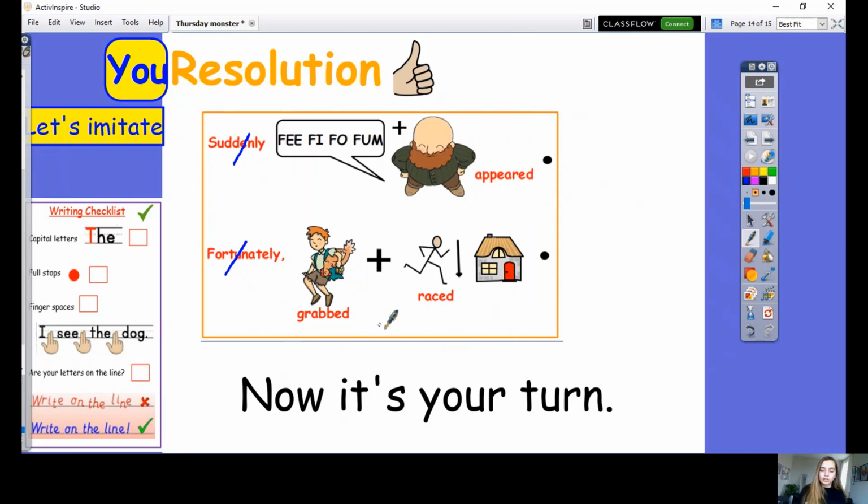After you have finished your resolution and writing your sentences, make sure you use your writing checklist to edit your sentence. It's very important. You're checking for capital letters, full stops, making sure your sentence makes sense by reading it out loud. So I can't wait to see your work on Seesaw. So now you're going to pause the video so you have the story map on the screen and you're going to write your resolution. Good luck.